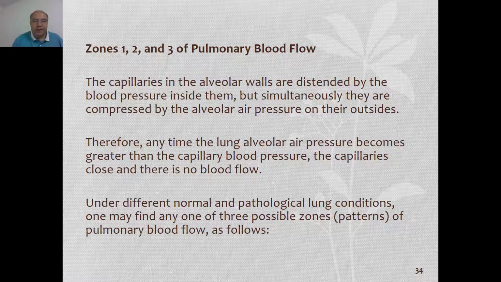The capillaries in the alveolar walls are distended by the blood pressure inside of them, but simultaneously they are compressed by the alveolar air pressure on their outsides. Therefore, anytime the lung alveolar air pressure becomes greater than the capillary blood pressure, the capillaries will be closed and there will be no blood flow. Under different normal and pathological lung conditions, one may find any one of 3 possible zones of the pulmonary blood flow as follows.